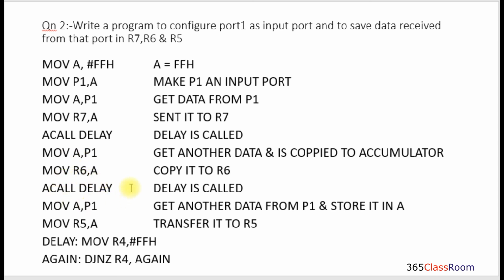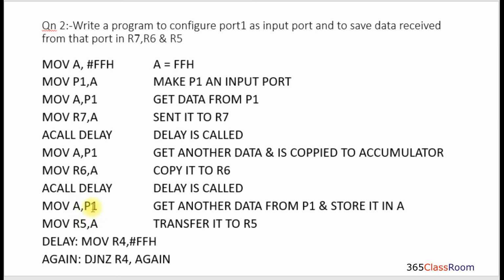Then again a delay is called for getting data to R5. This delay program is executed. Then again it has come here. MOV A, P1: get another data from P1 and store it in the accumulator. Then that data is transferred to R5.